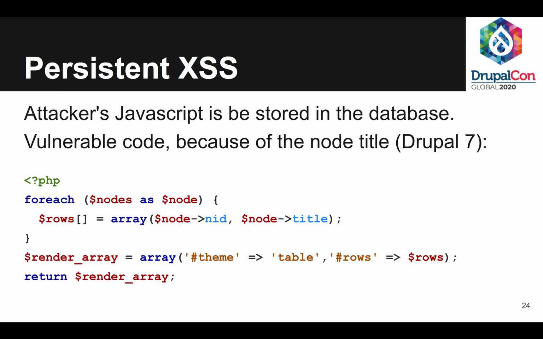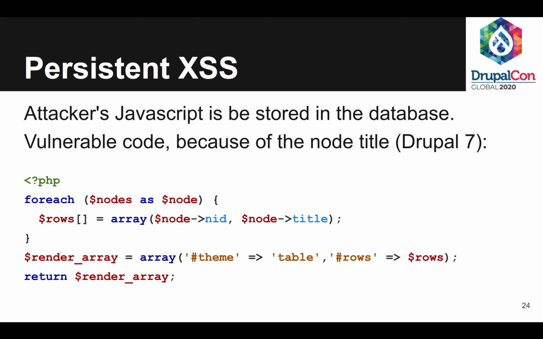So that's a great something you can do again. And here's another example where that might be a useful test. Persistent cross-site scripting is where JavaScript is stored in the database. So imagine you put that sort of penetration test of script tags into a node title. You see here this code is vulnerable because the node title is being put directly into essentially the output of a table row. This is a Drupal 7 example.